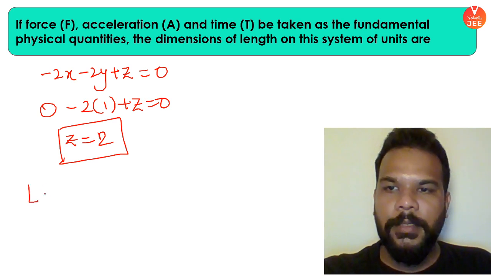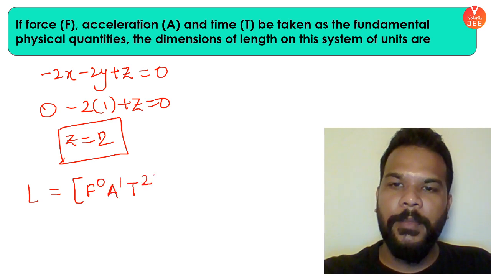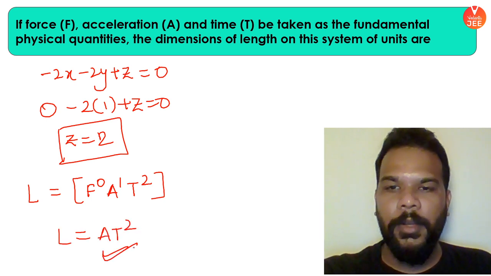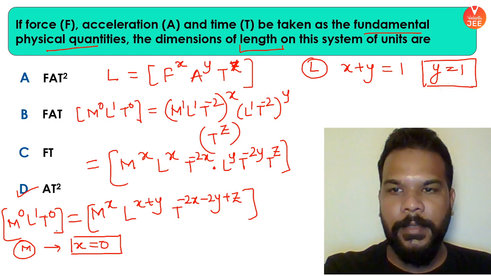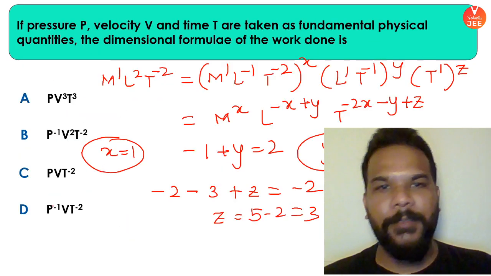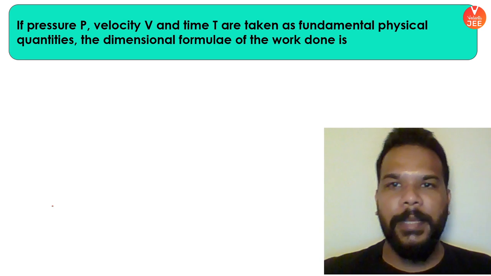So that means the dimensional formula for length is F to the power 0, A to the power 1 and T to the power 2, or simply if I have to write the formula, L is equal to AT square. That's basically your answer. Okay guys, very awesomely we got the answer as option D. I hope you guys enjoyed the question. It's a very good question. Okay, let's have another question based upon the same approach.